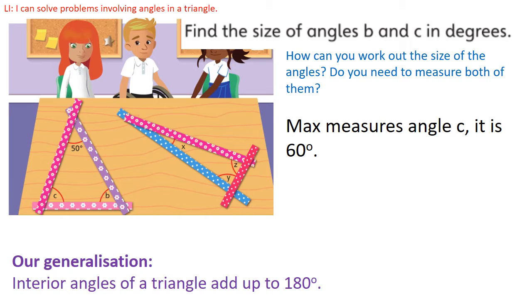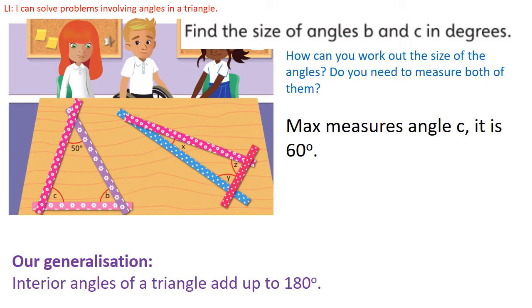Well, at the moment, what do we know? We know that one of the angles is 50 degrees, and then we've got C and B. Can we work out the size of those two angles without measuring them? We're going to have to measure one of them, aren't we? But luckily, Max has done it for us. He's measured angle C and he's told us it's 60 degrees.